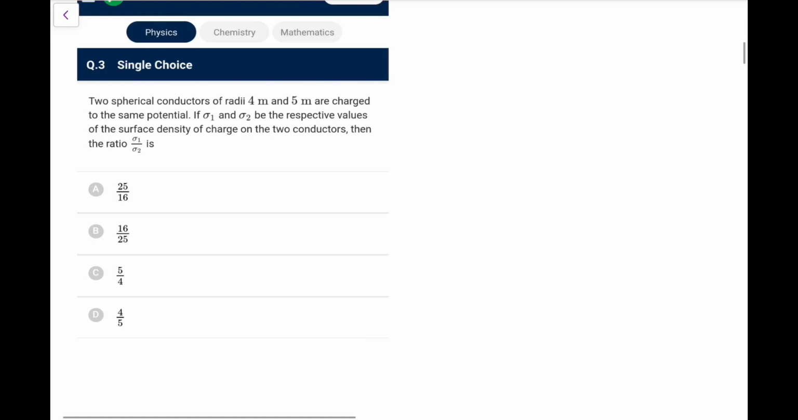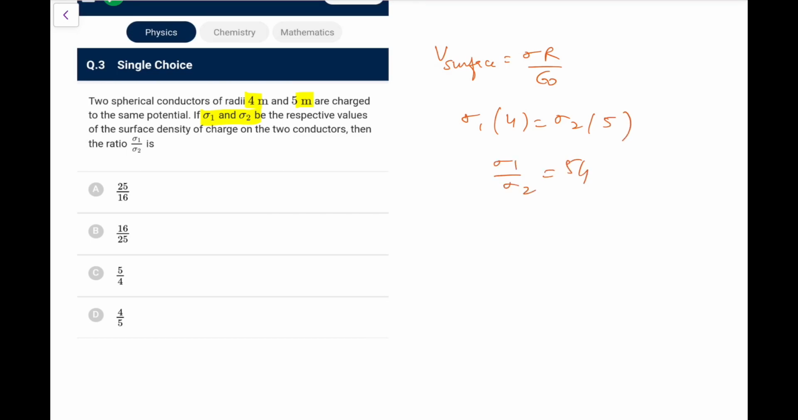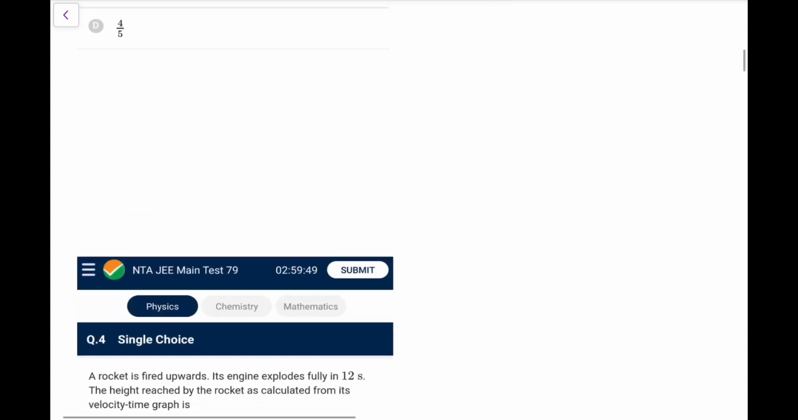Next, two spherical conductors of 4 and 5 meter radius are charged to the same potential. If these are the respective surface charge densities, then with the same potential, what we know is that potential at the surface, kq by r, can be written as sigma r by epsilon naught. So sigma 1 into 4 would be equal to sigma 2 into 5 for sure. So sigma 1 by sigma 2 would be 5 by 4. So that is option C here.